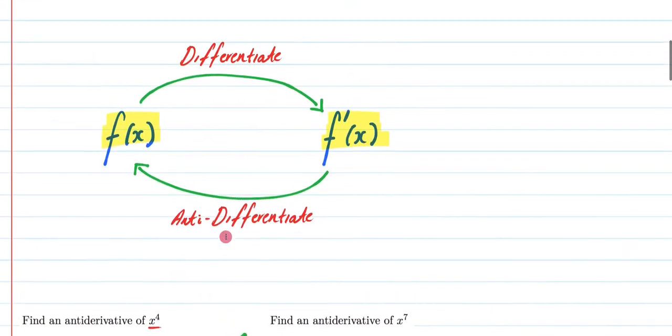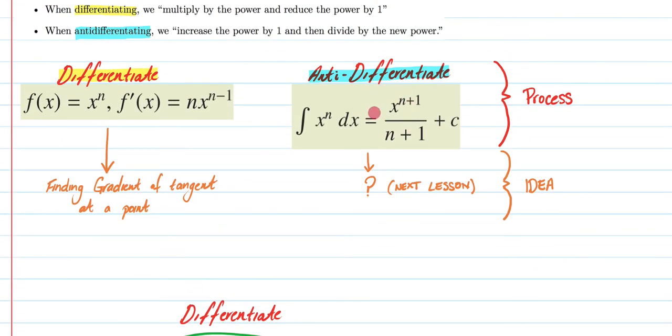And if we come back all the way up here to look at our little process that I stole from the textbook, you can see that they have a plus C. I'm just going to keep repeating that so you remember to plus C when you're anti-differentiating.